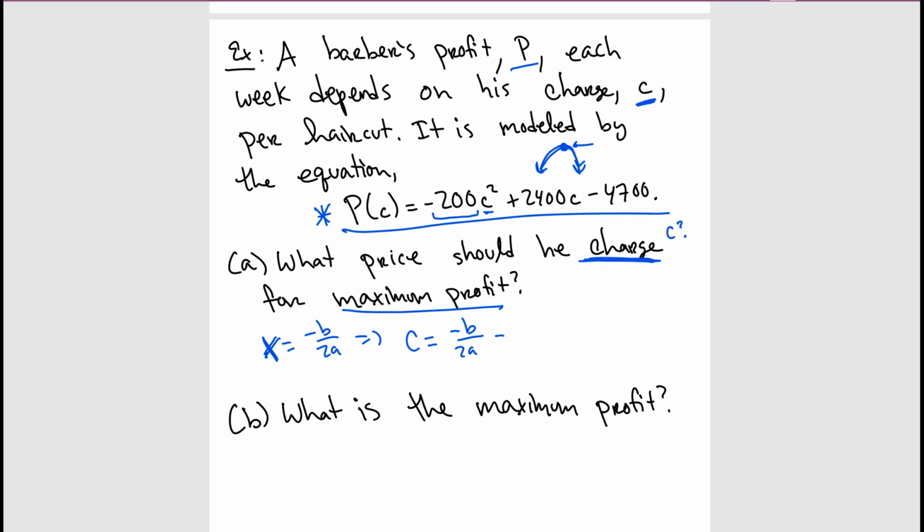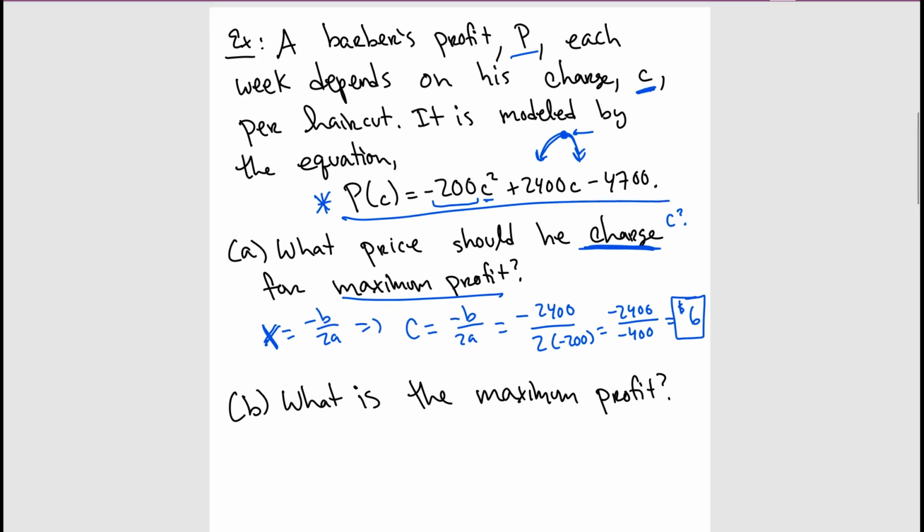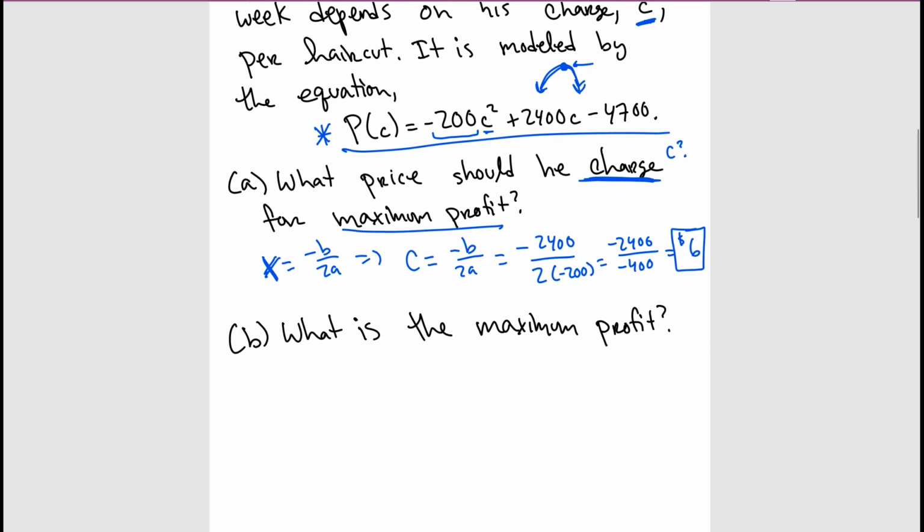Now we just plug in for b and a. Negative b in this case is negative 2400, divided by 2 times a, which is negative 200, so negative 400. When I take 2400 and divide it by 400, I get 6. So how much should the barber charge? He should charge $6. Barbers nowadays do not charge this, but according to this equation, this is what he should charge, $6.